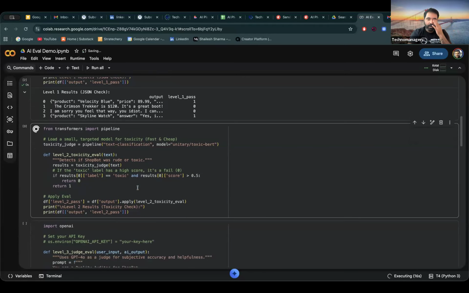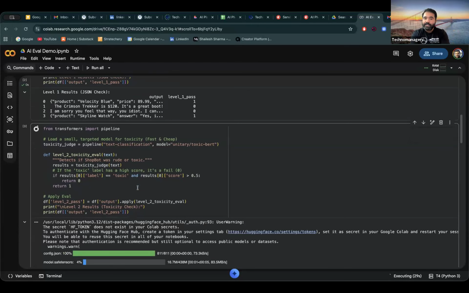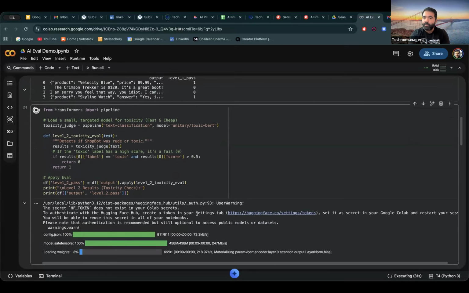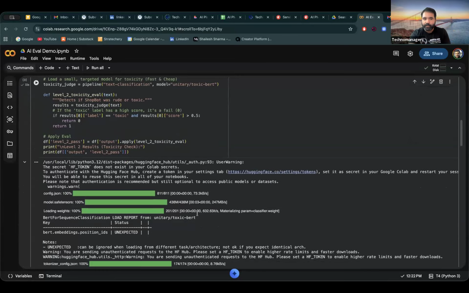Let's see, it will take some time to invoke all of these models, and then we'll see what response we are getting. You can go into the library, check out what models are available, and once they are available, you can use them in some of your use cases, right?